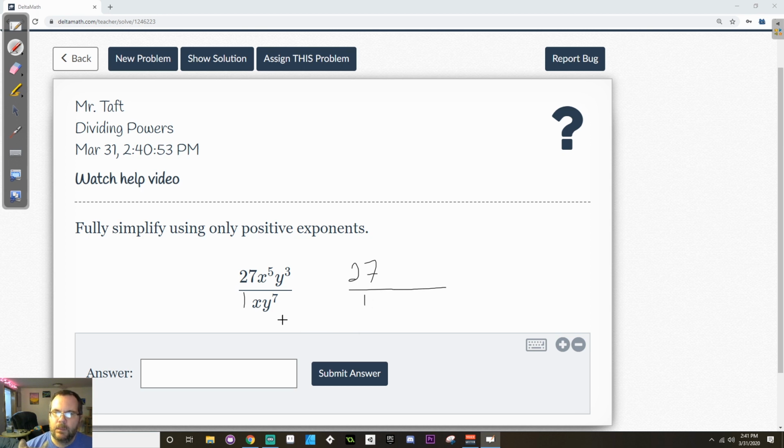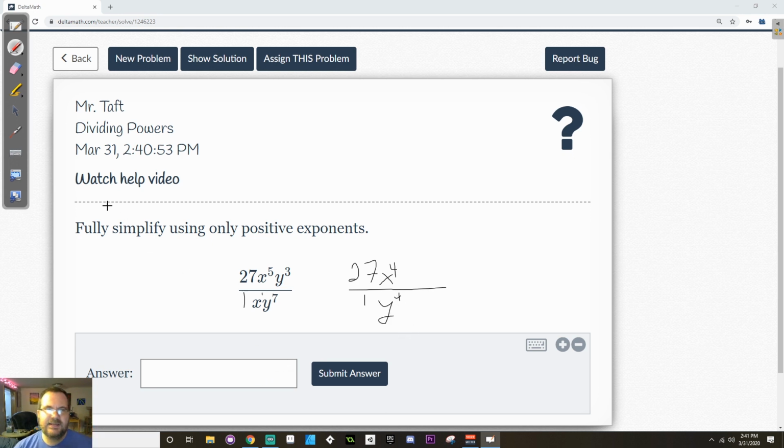can see it there. Now x to the fifth on top, and if there's plain x on the bottom, that's really x to the first. 5 minus 1 is 4. There's more x's on top, so x to the fourth goes on top. Now we're looking at the y's. 7 minus 3 is 4. There's more y's on bottom, so y to the fourth goes on bottom.